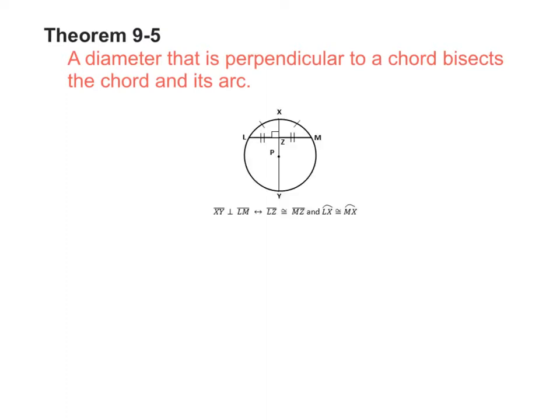Again, I'd like to explain this theorem by using a diagram. Again, I've got a circle here. I have a diameter XY, and I have a chord LM, and XY is perpendicular to LM. And as you can see by this theorem, what this theorem states is that the diameter bisects the chord, so in other words, LZ is equal to ZM, and it bisects the arc. Arc LX is equal to arc XM.